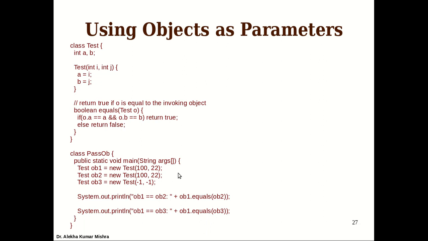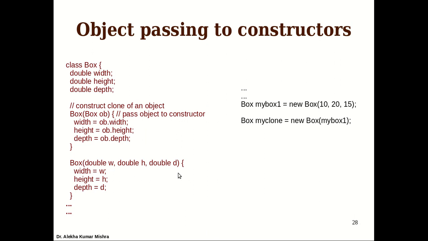Okay, this is about object as parameter. We can similarly pass objects to the constructors. We know that there is no explicit concept like copy constructor in Java, but we can copy an object when we create an object and need to initialize it. We can copy the values. That can be done here, creating a clone of that, because we are invoking it by the new operator.